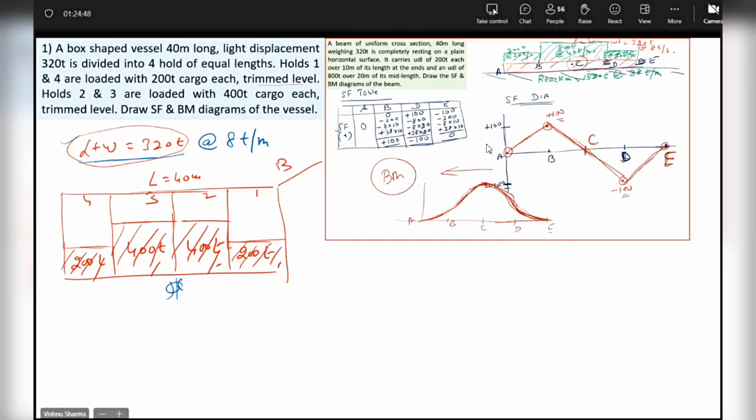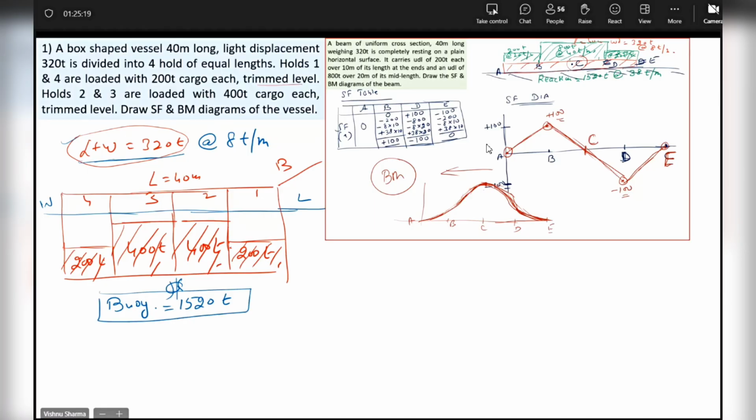Even keel, sir. Box shape. Okay, very good. What is keeping the vessel afloat? Why is the vessel not sinking? Buoyancy, sir. Because of the buoyancy. Yes or no? Buoyancy. What will be buoyancy equal to? The total displacement. Displacement is what? Cargo weight plus light displacement. If you add them all, it comes to 1520 tons. So this much is the buoyancy.